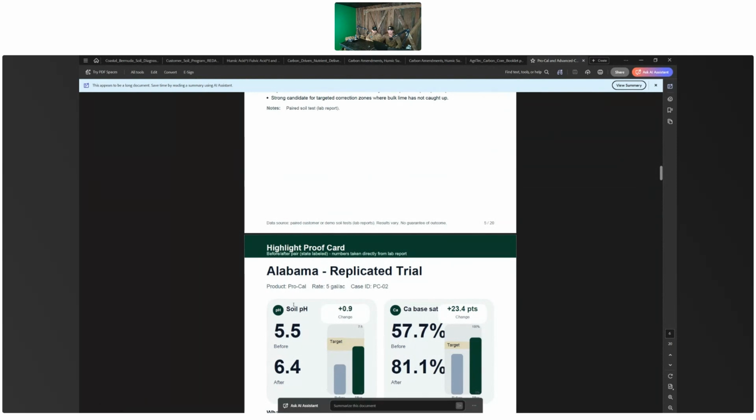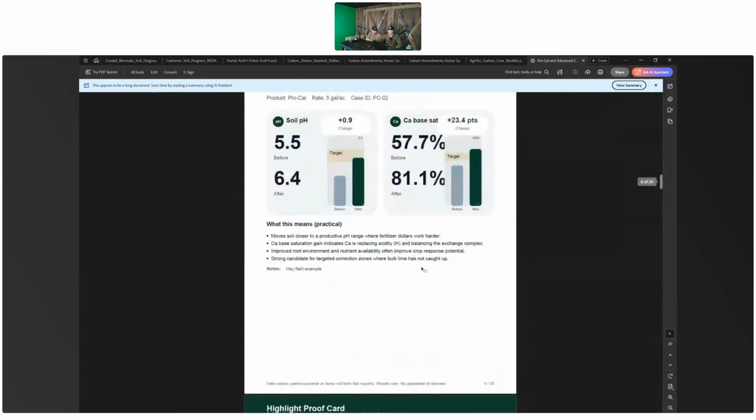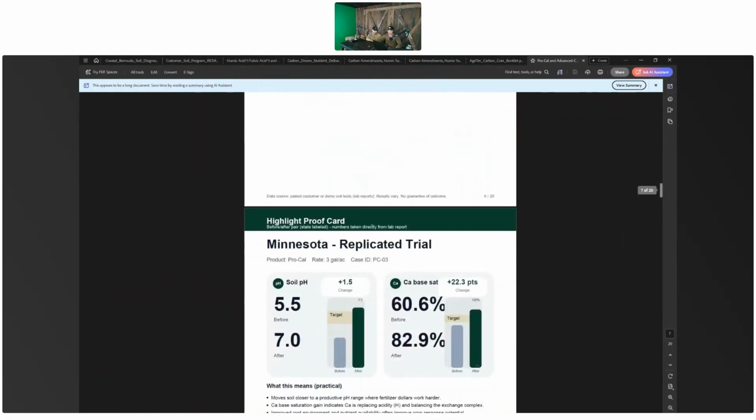The goal is to get to about a 75%. So this one actually overshot just a little bit, which funny enough, if you look at that chart that Sierra's going to send out, what you would see in there is that this recommended rate would have been closer to a 4 gallon rate to get to that 75, right? And that chart that she's going to share, the end goal of that chart is to get you to a 75% calcium base saturation.